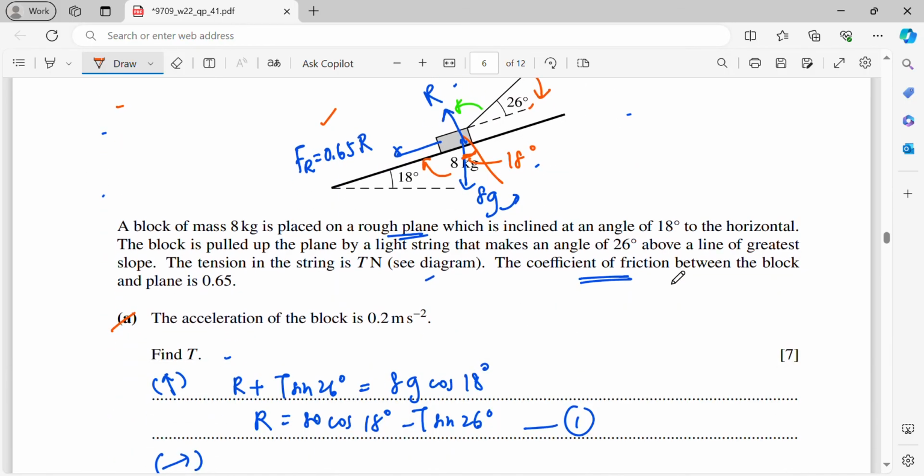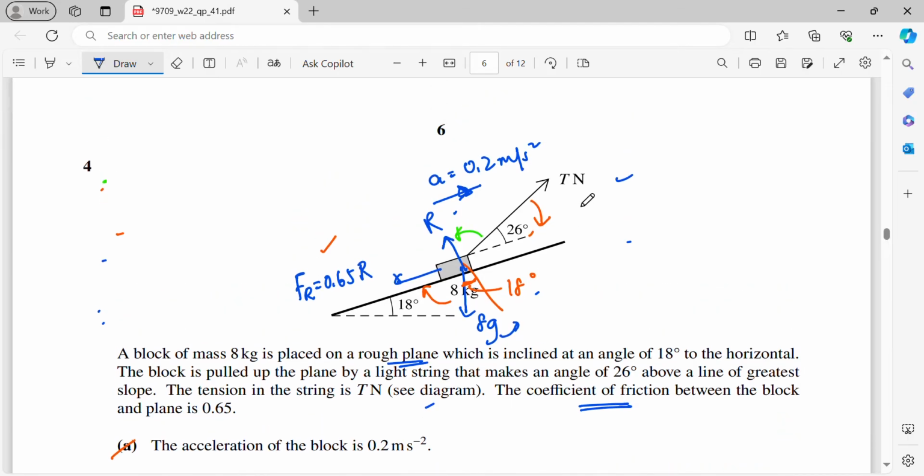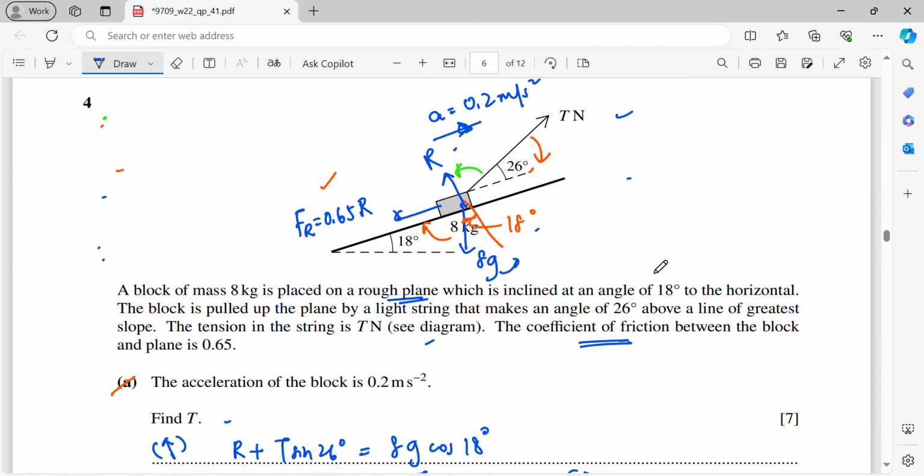Okay, so here I will just write my T cos 26 degrees. Alright, so now for your information, it's mentioned that the acceleration of the block is 0.2.